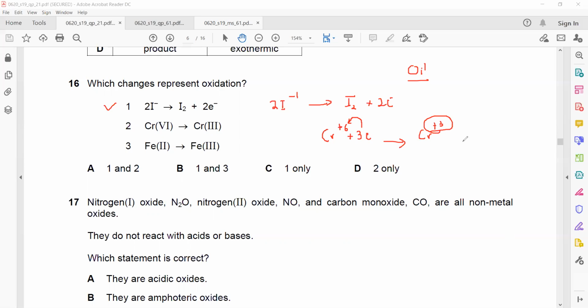In terms of gain of electrons, if something gains electrons, we don't say oxidation, we call that reduction. And iron is +2. It changes into iron +3. So the charge increases, it means the iron lost another electron. That's why it becomes +3. So 1 and 3 are oxidation. The 2 is a reduction.